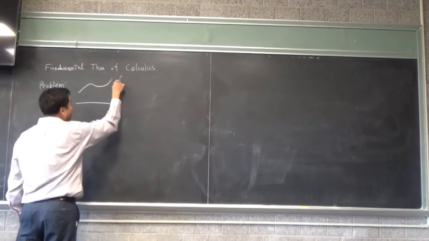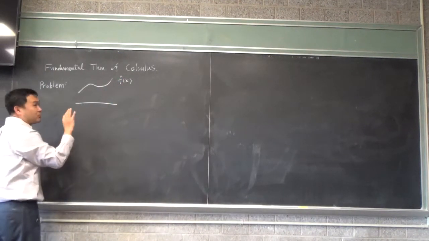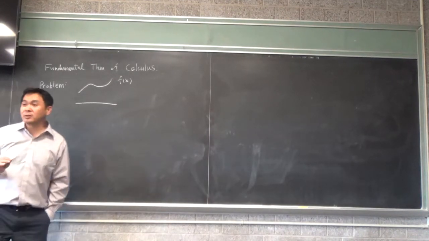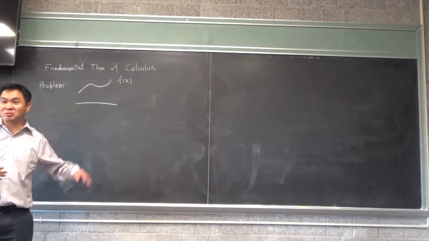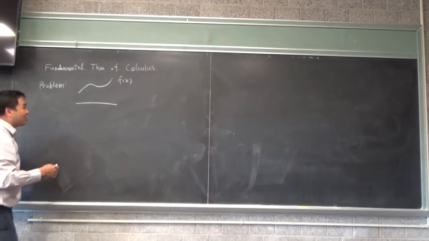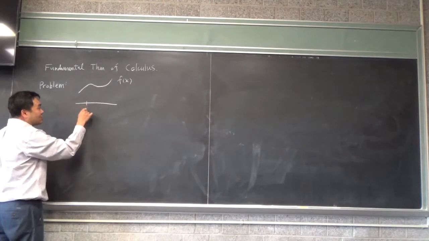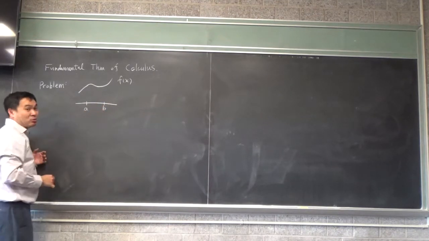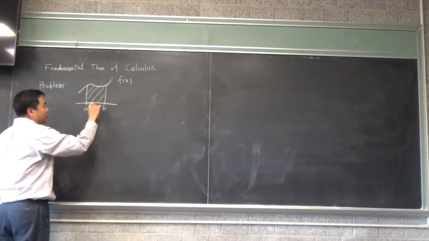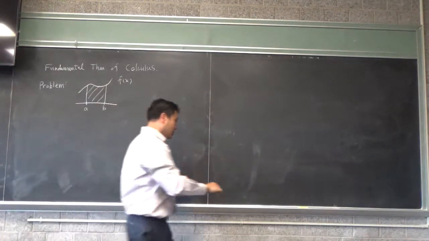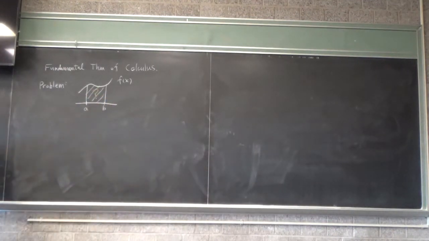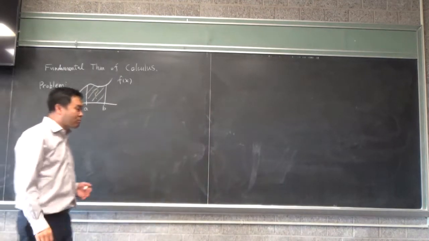Let's say you have a function f of x, and for the time being, we'll only talk about functions that are positive. Later, we will talk about functions that do fall below the x-axis, but let's just think about the functions that are above the x-axis. And let's think about an interval a to b, and the question is, how do we get the area under the graph of the function over the interval a to b?